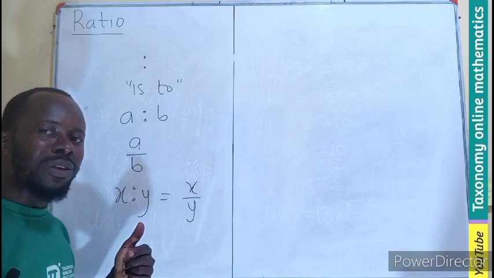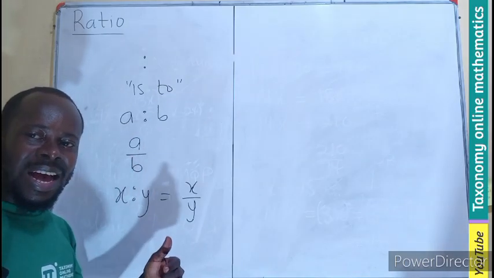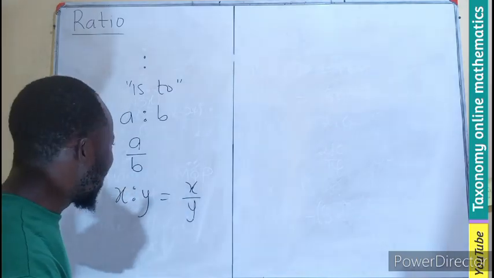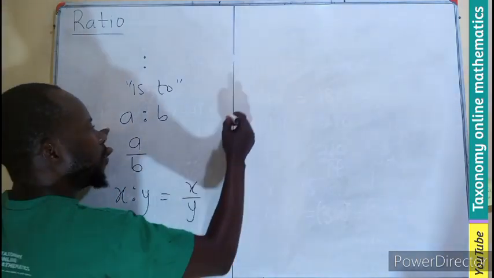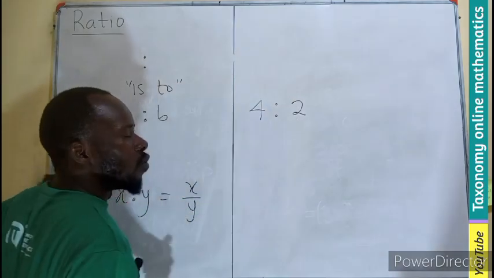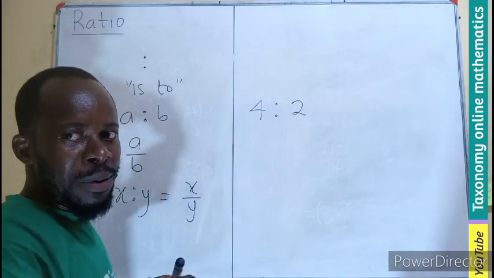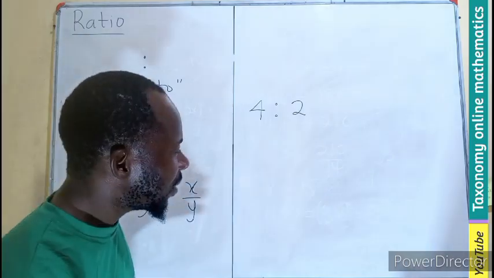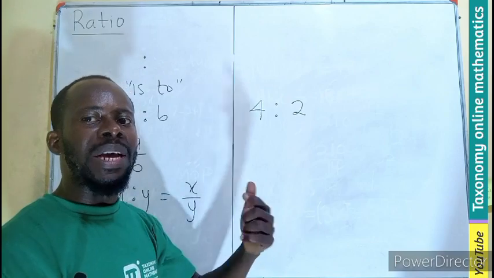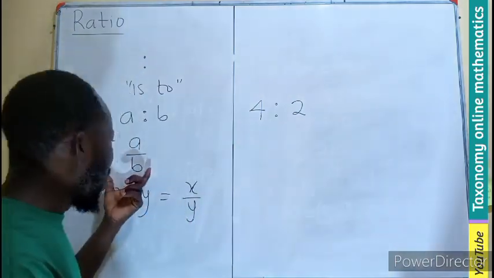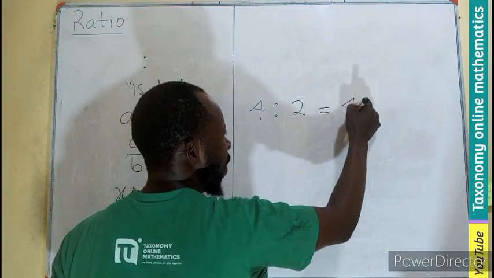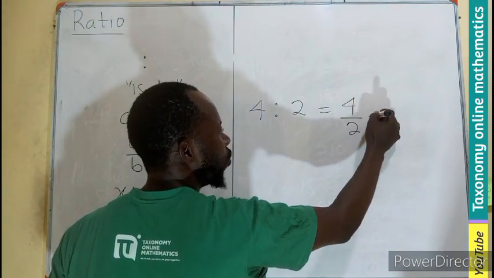So ratio is always written in the simplest form. As in, if I want to say that 4 cups of rice is to 2 cups of water. You remember I said similar. This can be written in the simplest form, since it is also a fraction. So this could be written as 4 divided by 2.